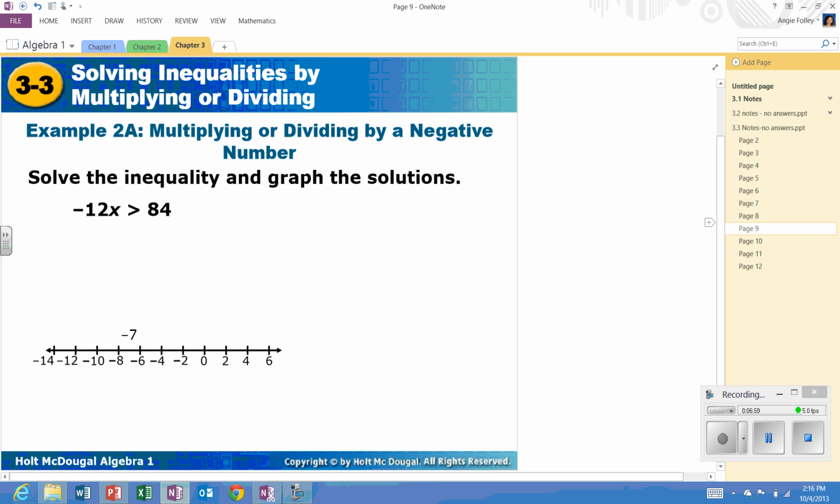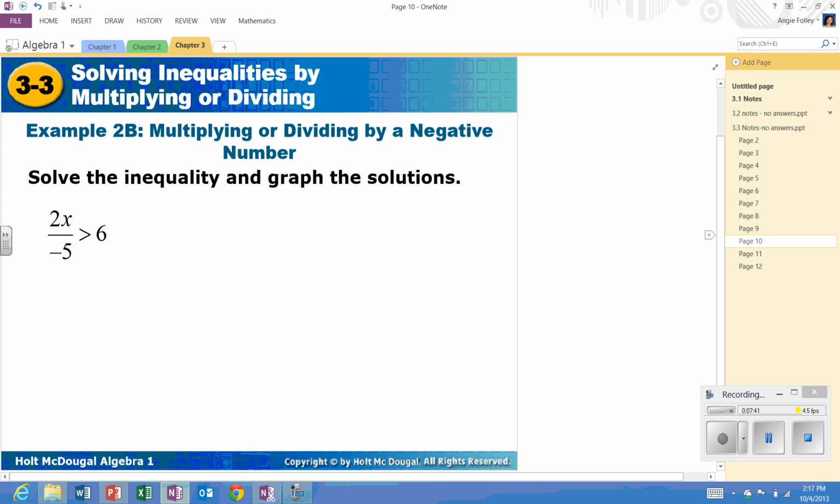Okay, so let's do some examples with our negatives. All right, I have -12x is greater than 84. Now, if x is being multiplied by -12, to get rid of it, I'm going to divide by -12. Now, I just divided by a negative number, so I need to change the sign the opposite direction. And 84 divided by -12 is -7. So x is less than -7. So we're going to do an open circle at -7, and x is less than -7. Okay?